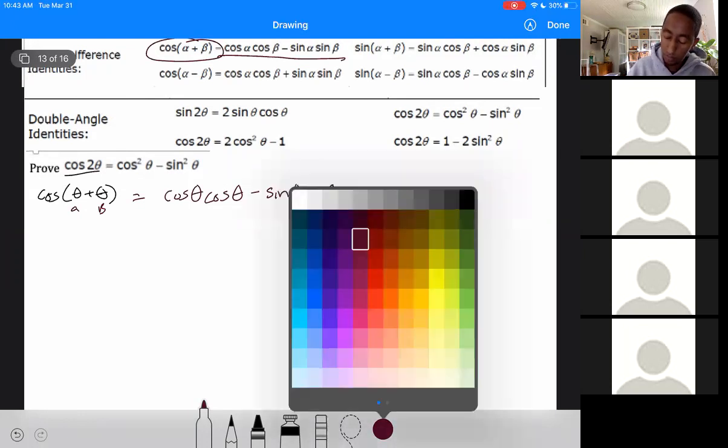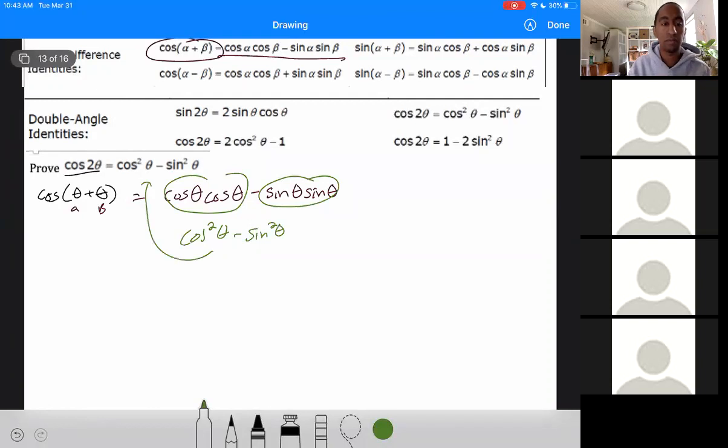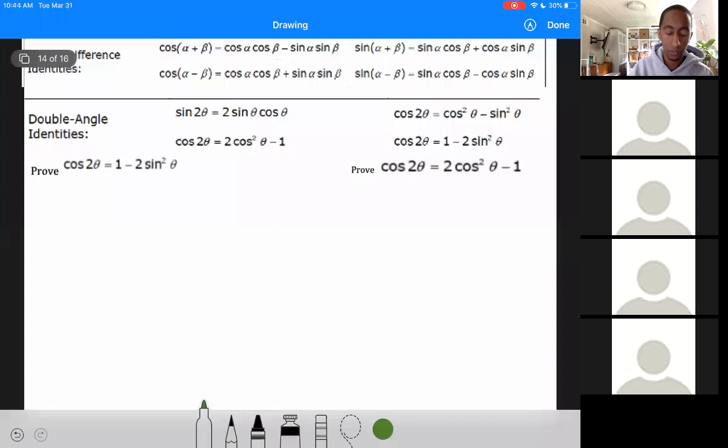And then we can see here that we can rewrite cosine of theta times cosine of theta as cosine squared of theta, right? And we can rewrite sine of theta times sine of theta as sine squared of theta. And that's where we're getting that identity from, okay? And so these are just some identities that come from the other identities. They're all related in unique ways, okay? This is just me showing you how they work and how they're connected. And then we'll get to applying them in a problem, okay?